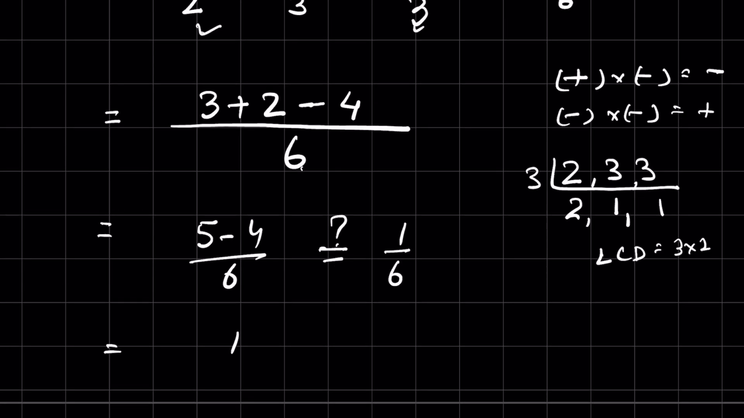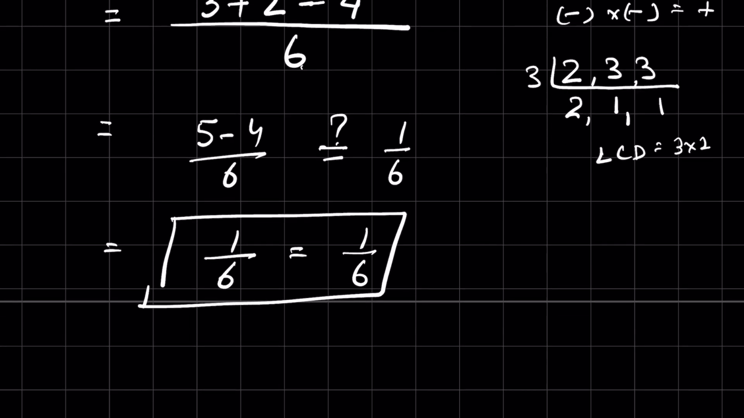Check whether it is equal to 1 upon 6. 5 minus 4 is 1 upon 6 and this side also 1 upon 6. LHS, left hand side, is equal to right hand side. Answer is verified. How did you solve it? Let me know in the comment section.